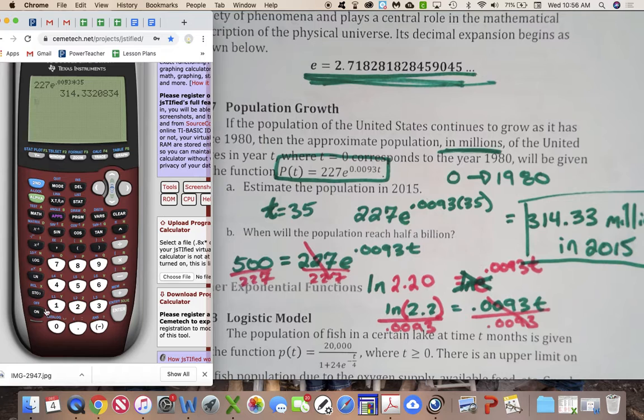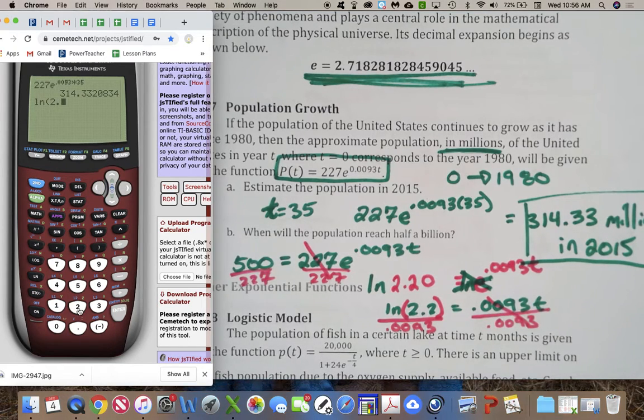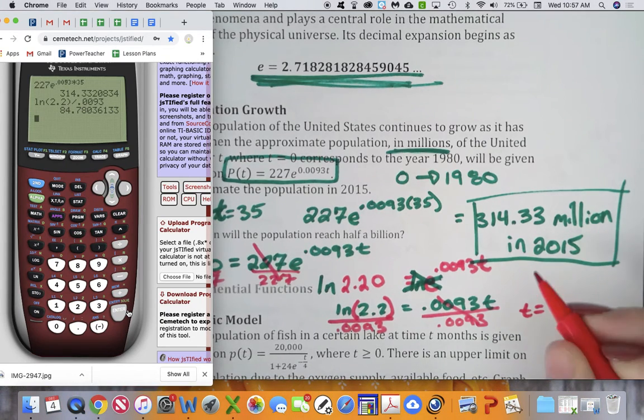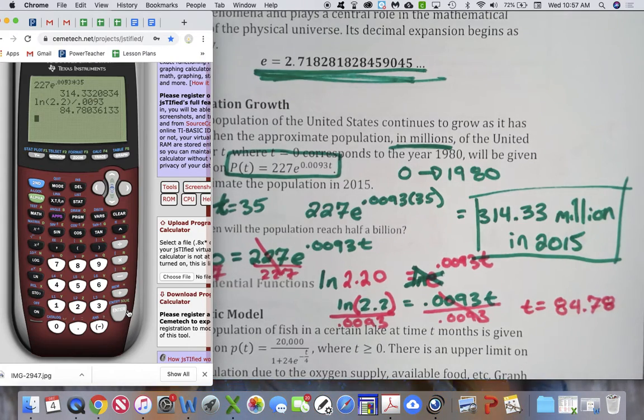So ln is this button down here, like the E. 2.2, I need to close it. 2.2, close parenthesis, divided by 0.0093, enter. There we go. Is that what you guys got? T equals 84.78. And that is years since 1980.